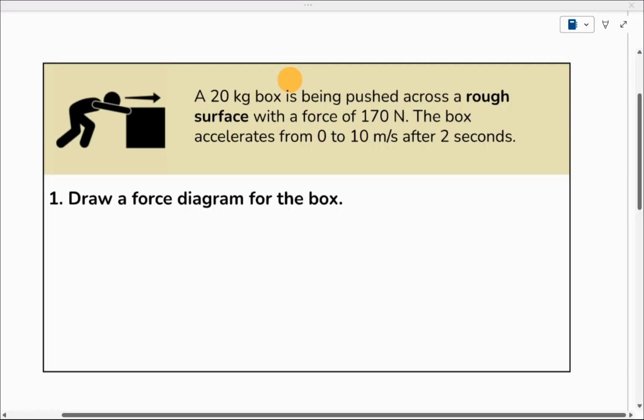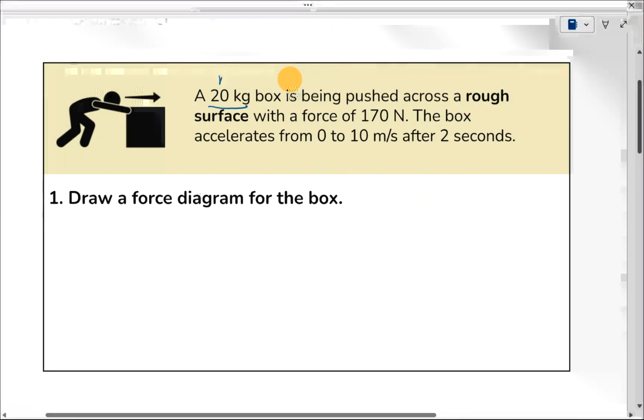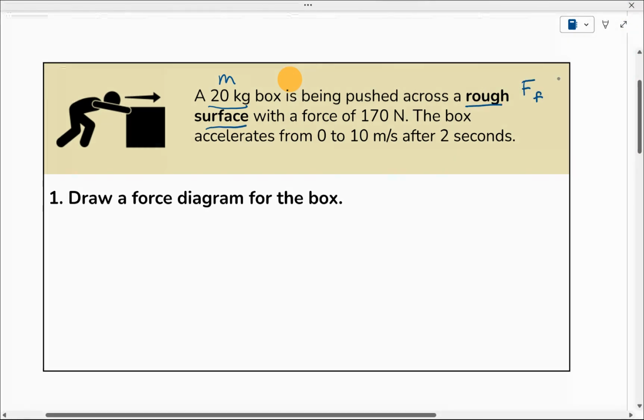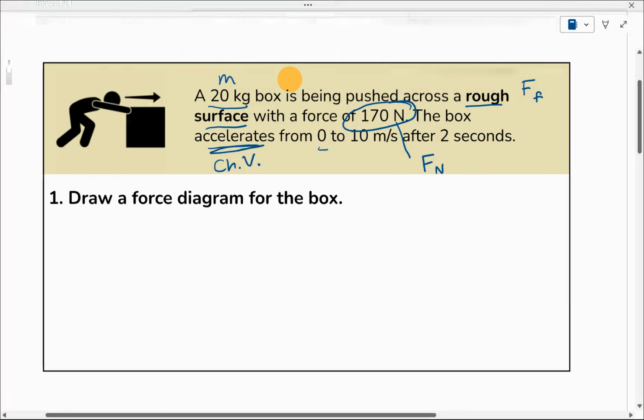Over the review problem. That's part of the lobby in Worksheet 4 Escape Room. In this problem, we have a 20 kilogram box that is being pushed across a rough surface. That's the hint that there's going to be friction, with a force of 170, so that's the amount of push. The box accelerates, so it's changing velocity, from 0 to 10 meters per second in 2 seconds.